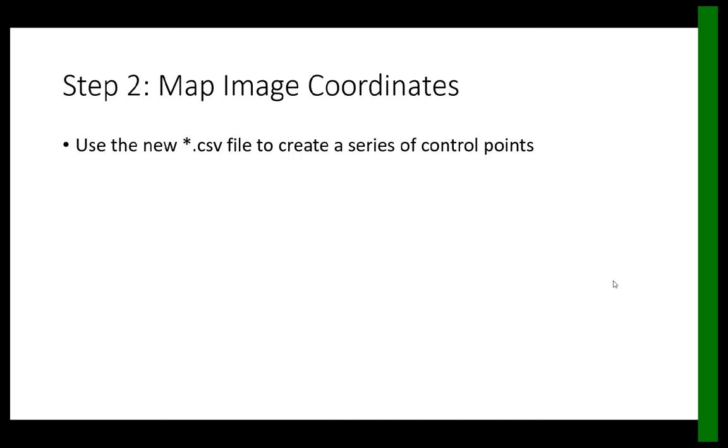Now that we have a CSV file with all the coordinates for all your images, let's go ahead and map them so we can see the exact center of each of your images. So we'll just take that CSV and create a series of control points.